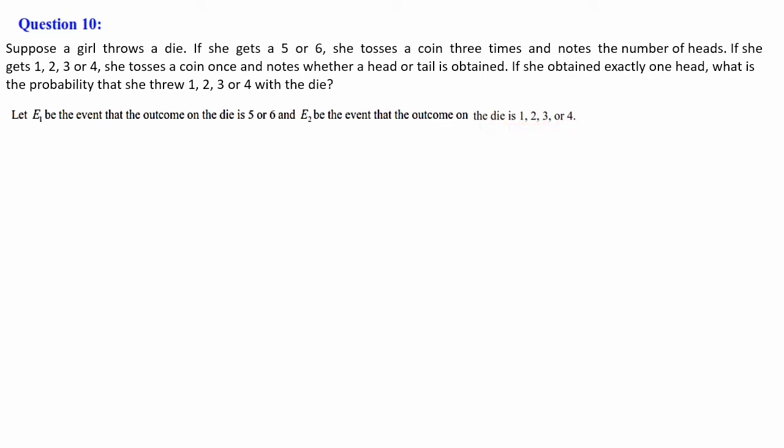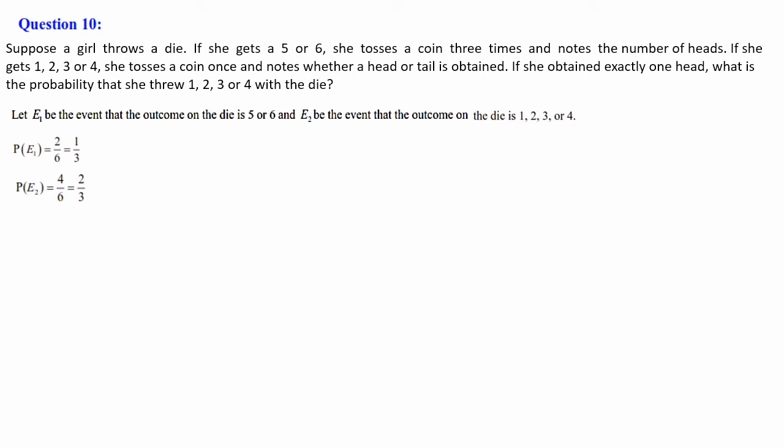So we have categorized into 2, throwing a die. In the first case she is getting 5 or 6 and in the second case she is getting 1, 2, 3 or 4. First case we have taken as E1 event and the second case we have taken as E2 event. P of E1, in the sense the probability of getting 5 or 6, 5 or 6 in the sense 2 out of 6. So 2 divided by 6, that is equal to 1 by 3. Next is probability of E2.